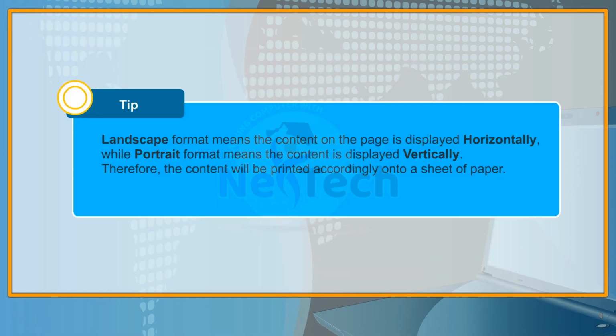Tip: Landscape format means the content on the page is displayed horizontally, while Portrait format means the content is displayed vertically. Therefore, the content will be printed accordingly onto a sheet of paper.